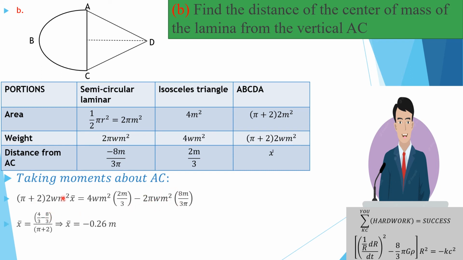If we make x bar the subject, you basically have to divide all through by this, and then you realize that our x bar is basically negative 0.26. Negative 0.26 means that it is to the left, like I suggested. So our x bar is 0.26 meters from AC towards B. That's what that really means.